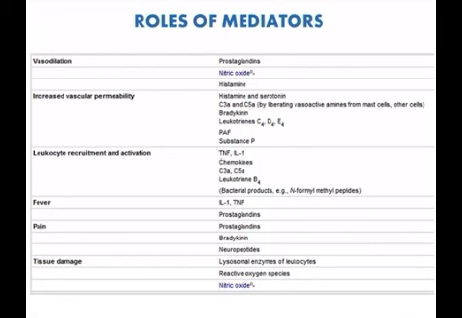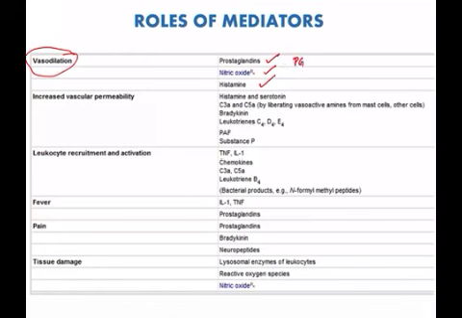And as a summary, let us discuss the roles of all these mediators. There are three different chemical mediators involved in producing vasodilation: prostaglandins, nitric oxide, histamine. Prostaglandin E2 and D2 produce vasodilation. Prostaglandin I2 also produces vasodilation.